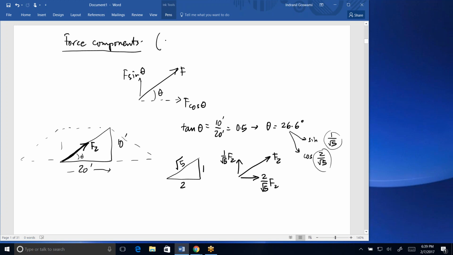So I would say for force components, get used to using side ratios to calculate components.